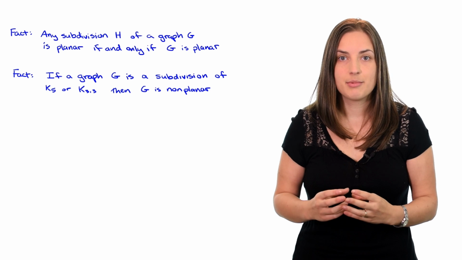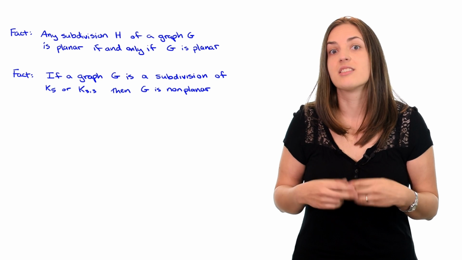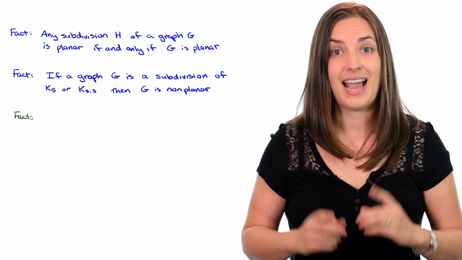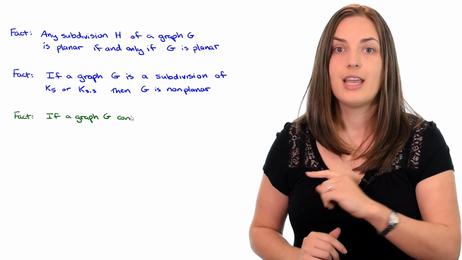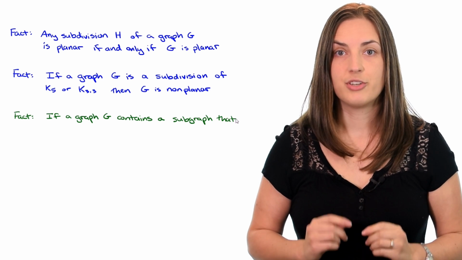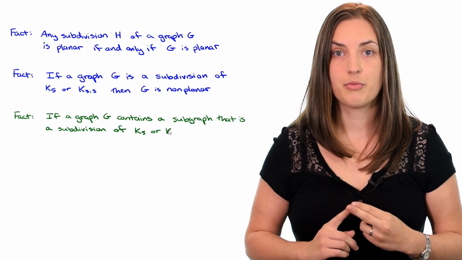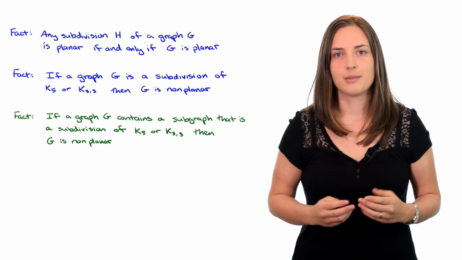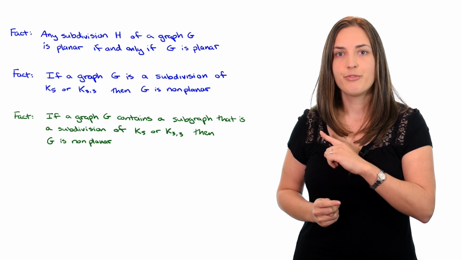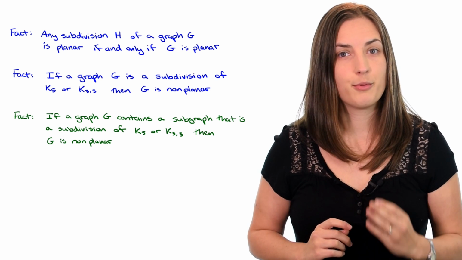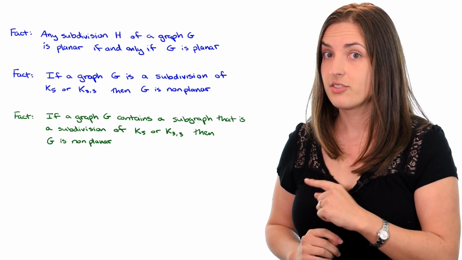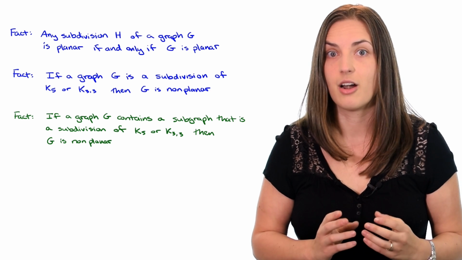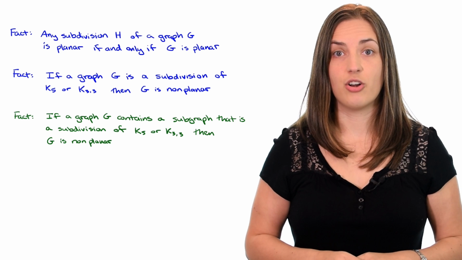So it's not just subdivisions, you can't even have a subdivision as a subgraph. Then you would ruin planarity. To say this more precisely, as a fact, if a graph G contains as a subgraph a subdivision of K5 or K3,3, then the graph G is non-planar. So far, I think everything we've talked about has been pretty intuitive, and this fact should make perfect sense. But the surprising thing is that yes, these graphs, which have subgraphs that have a subdivision of K5 or K3,3, are non-planar, but they are the only ones that are non-planar.